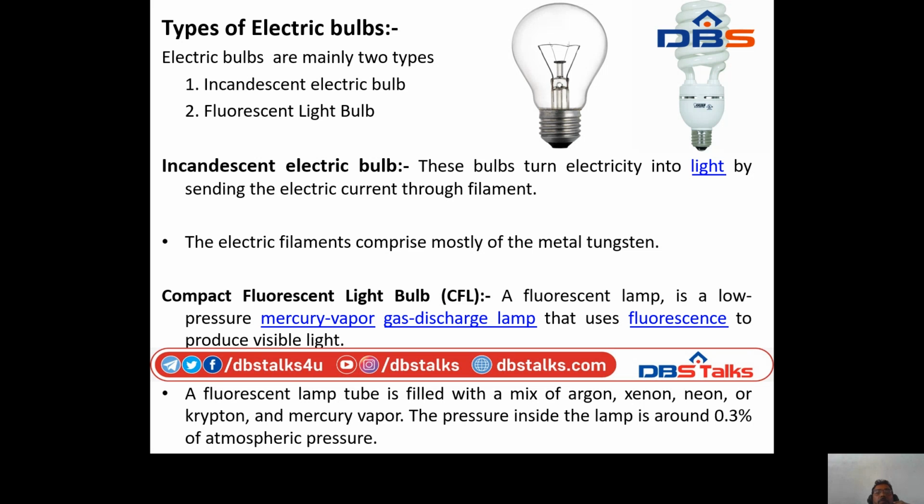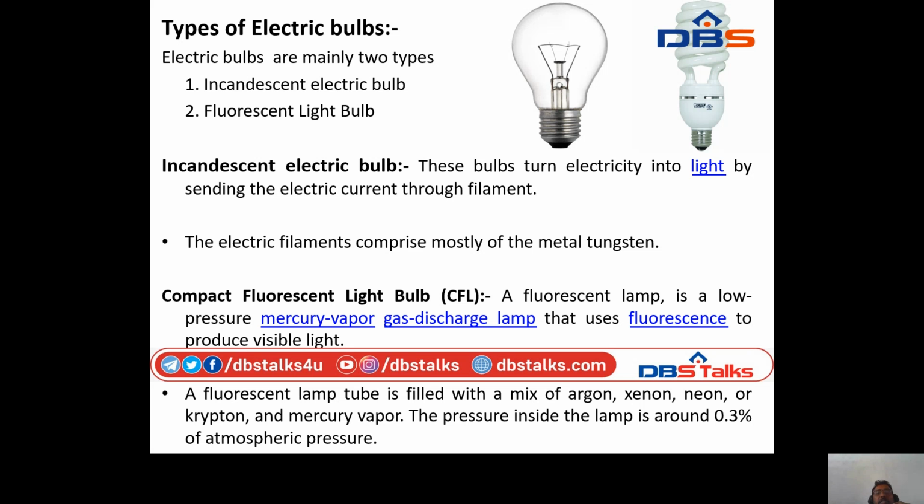Incandescent electrical bulb. These bulbs turn electricity into light by sending the electric current through the filament. The electronic filaments comprise mostly of the metal tungsten.